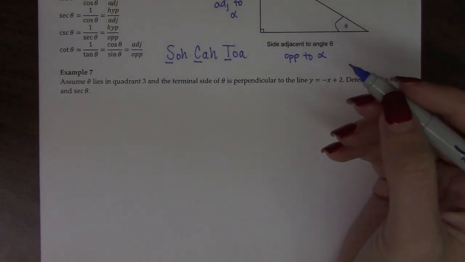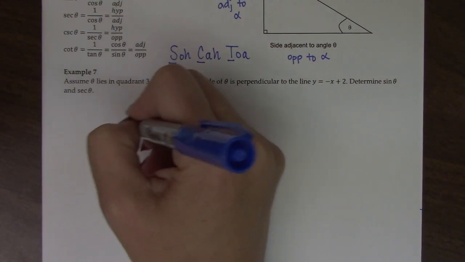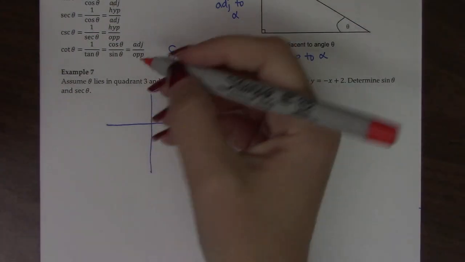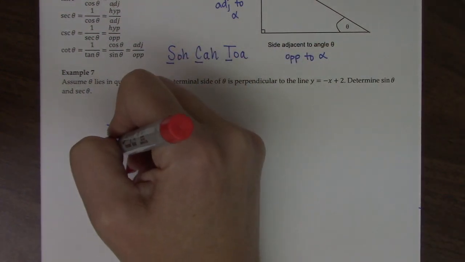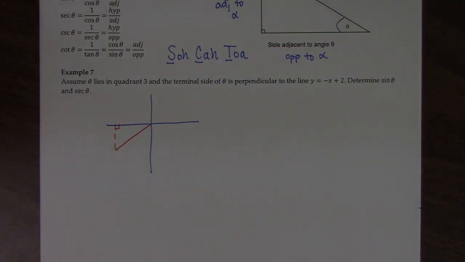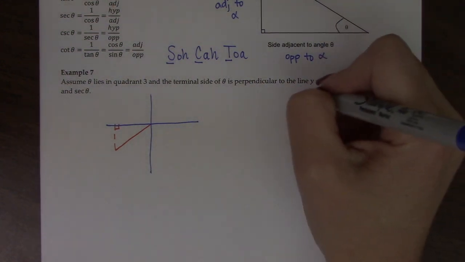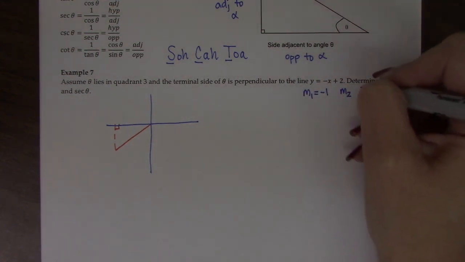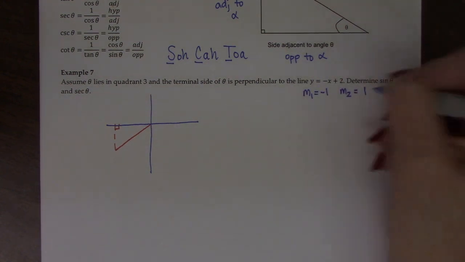So the first thing I was told was that theta lies in quadrant 3. So I'm going to draw my x-axis, and the terminal side of my angle is somewhere inside this quadrant. I'm going to let this form a right triangle with the x-axis. Then I was told that this line right here is perpendicular to this line. So the slope of the line I was given is -1. But a perpendicular line has the negative reciprocal slope. So it's -1 divided by 1, which is +1.